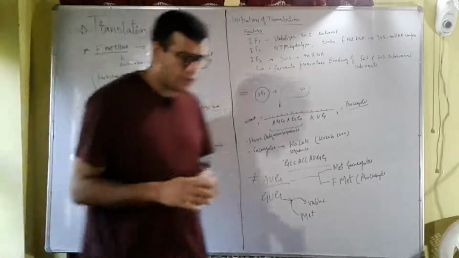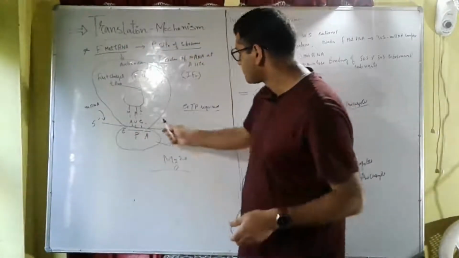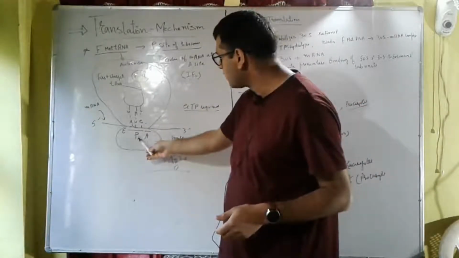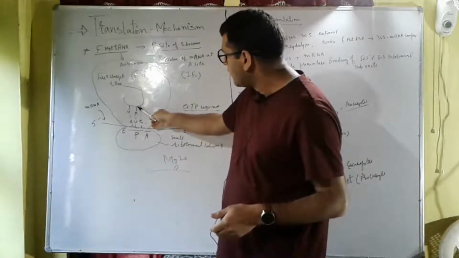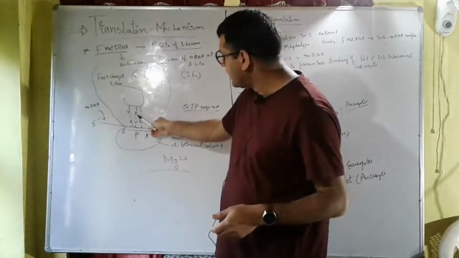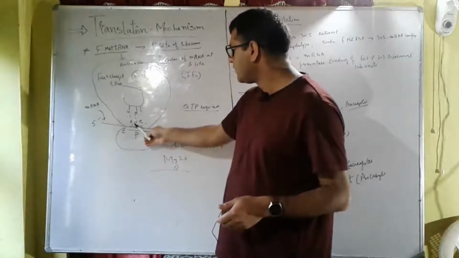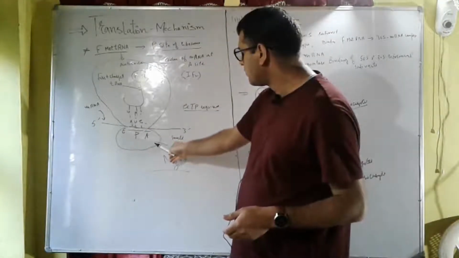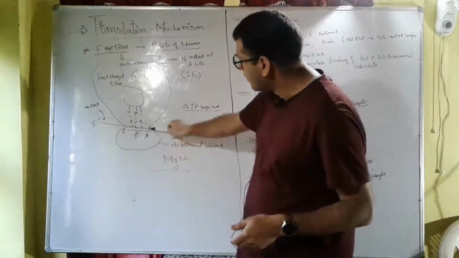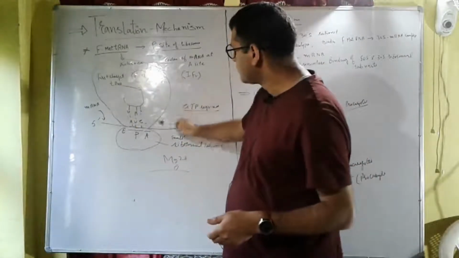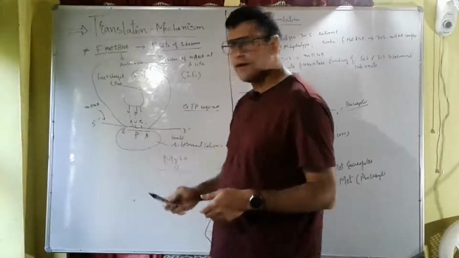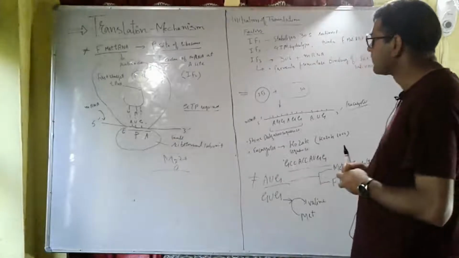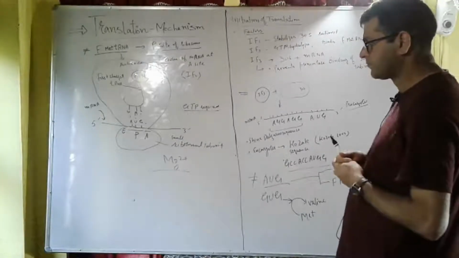So we have seen that the first charged tRNA arrives at the P site of the ribosome, and the anticodon of the tRNA establishes linkage with the codon of mRNA at the P site. This is the small subunit of the ribosome, and this is the large subunit. Then the large subunit of the ribosome joins this initiation complex, and the elongation process proceeds. This is what is called initiation of translation.